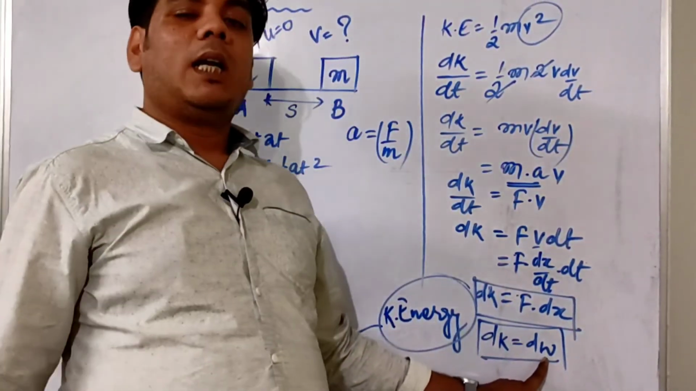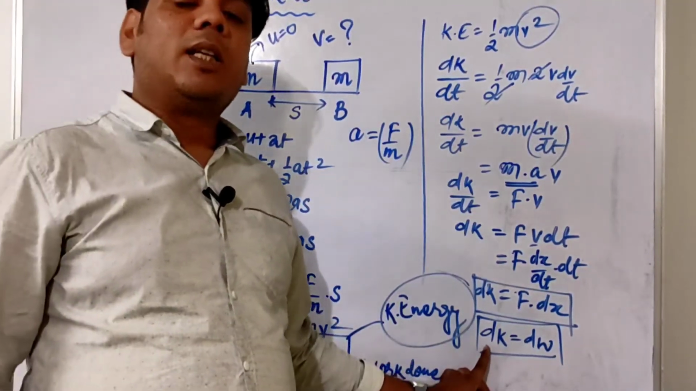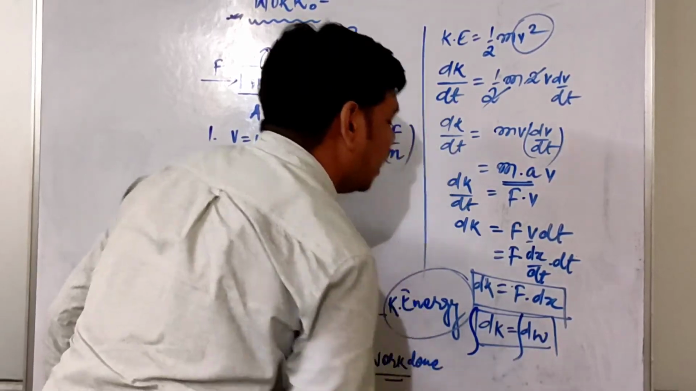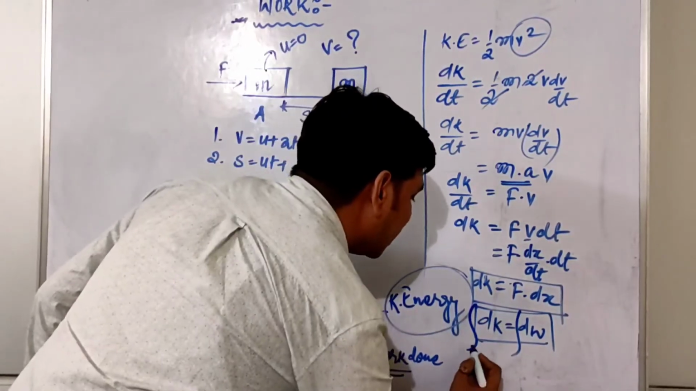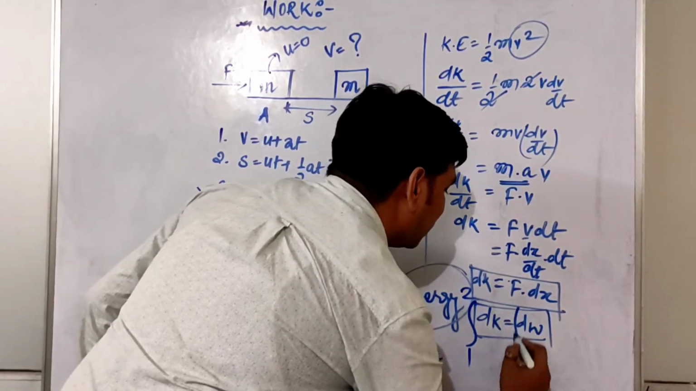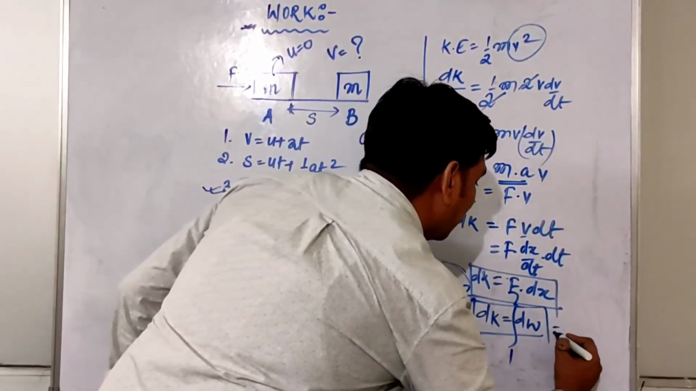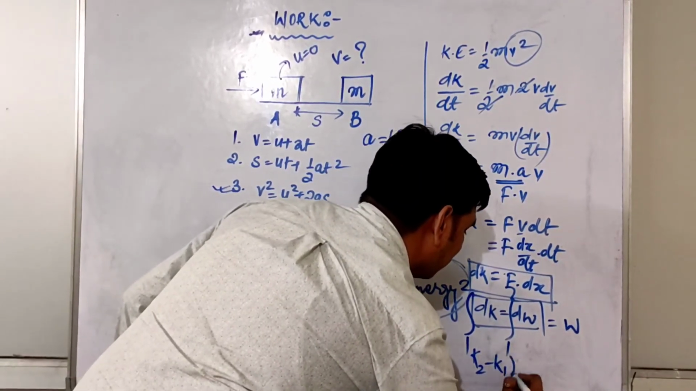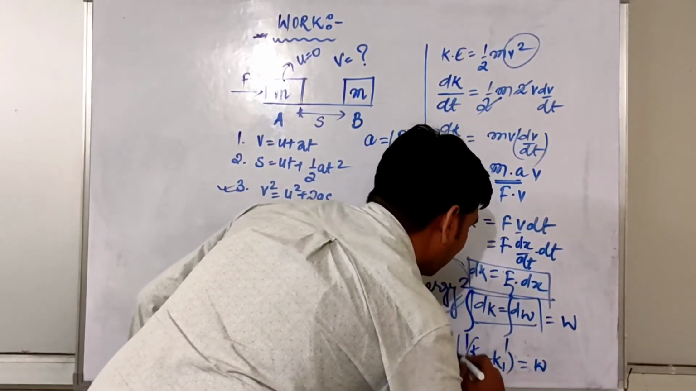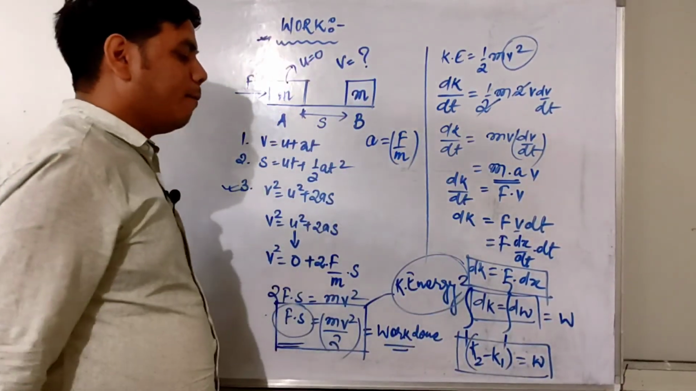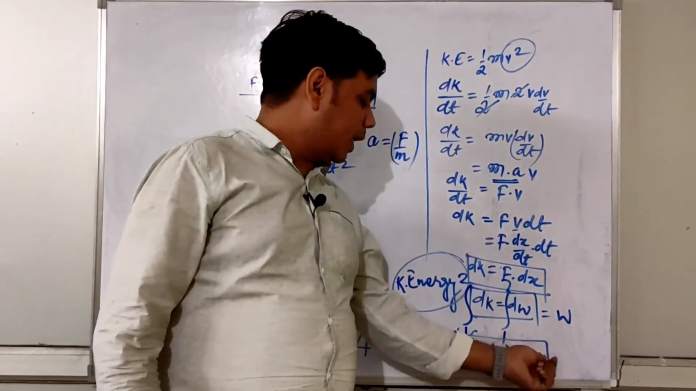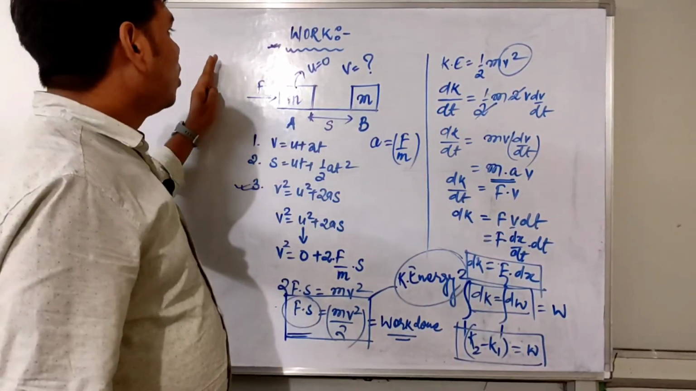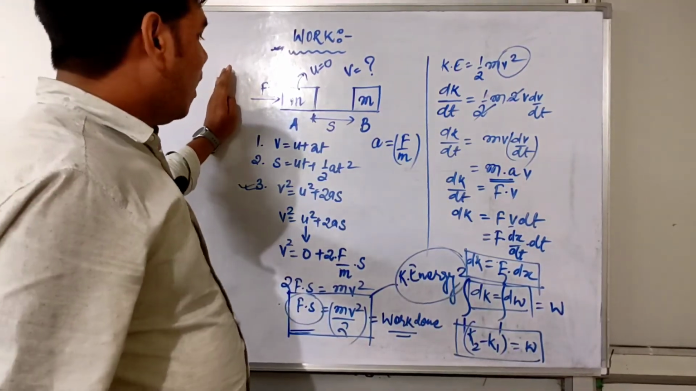So work done can be calculated by calculating the change in kinetic energy, and by integrating you will get the total work done as well as the total kinetic energy too. Integrating from 1 to 2, you get the total work done, and the change in kinetic energy will be K2 minus K1. So this is a very simple process to calculate work done by using kinetic energy.